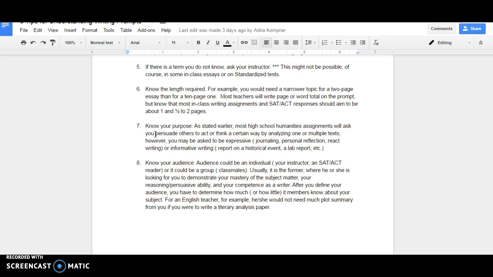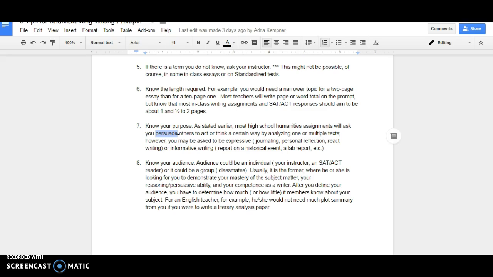Okay, know your purpose. To analyze is to show that you understand the text and can break it down and make an argument, be a good, clear, logical writer. If you're persuading, then you need to understand who the reader is and show that you are able to understand multiple perspectives of a complex issue and make a case.